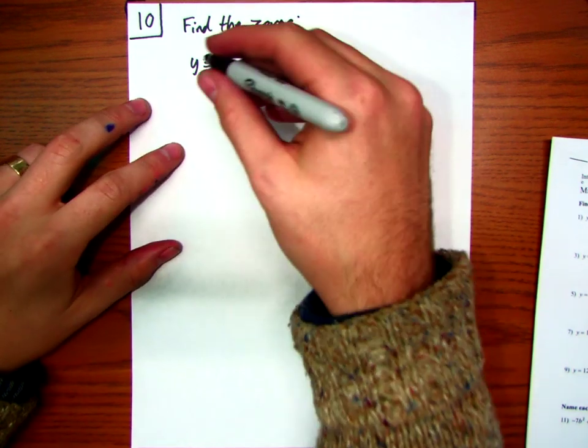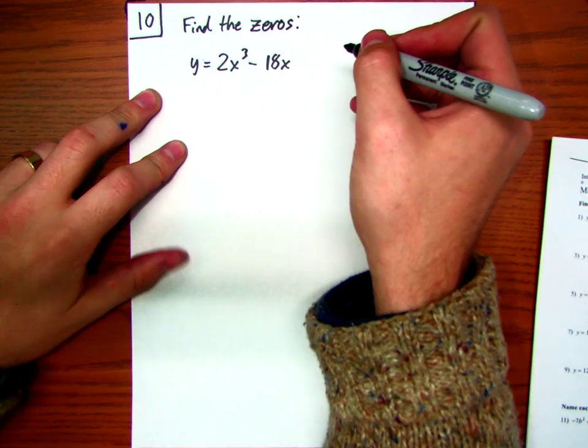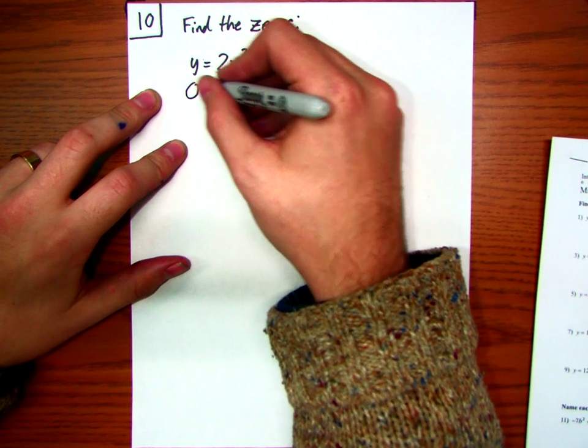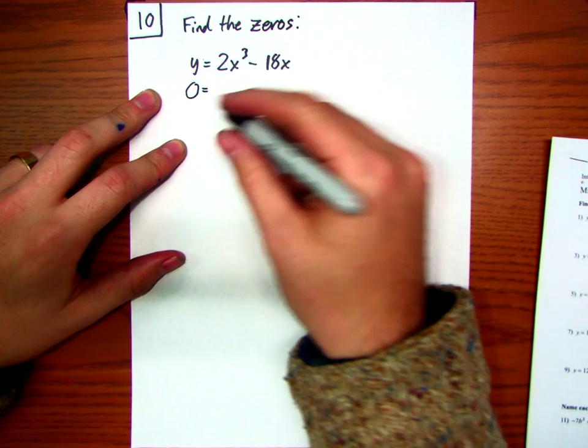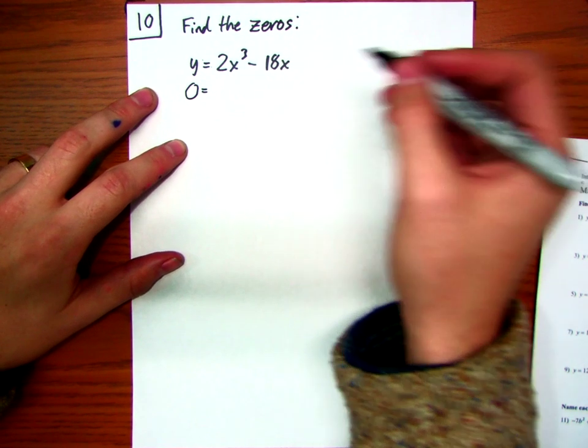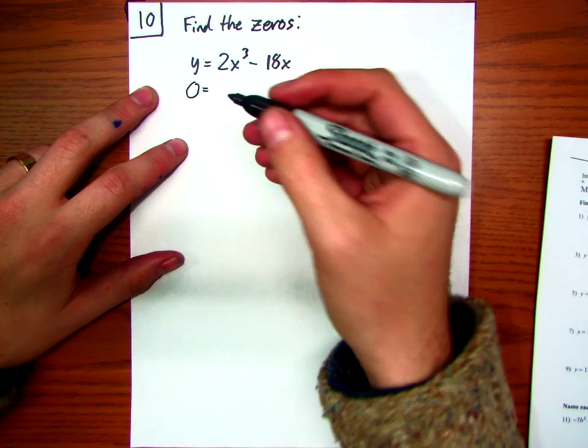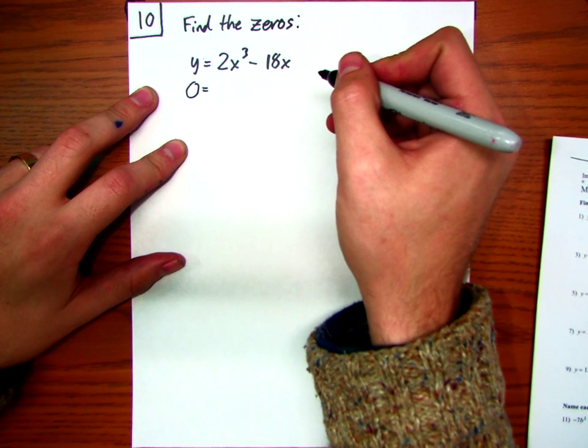Here's another finding zeros problem. So again, a 0 is what x could equal that would make y equal to 0. So I'm going to set y equal to 0, and then I'm going to try to factor. First thing I always look for is, is there a greatest common factor?